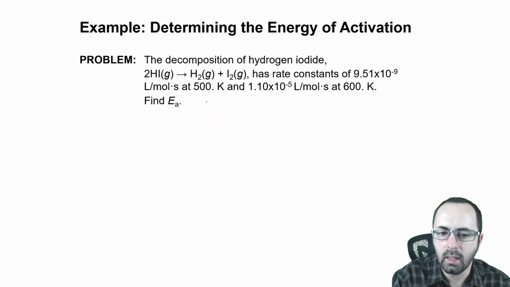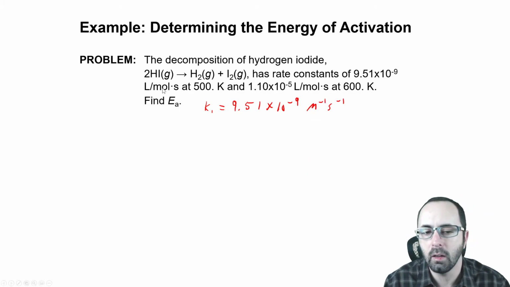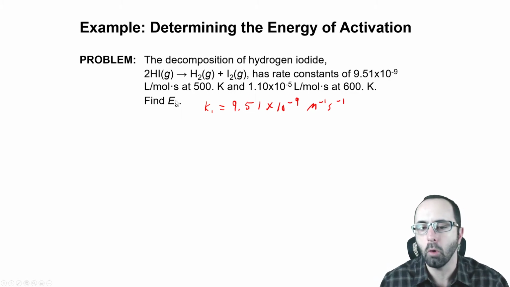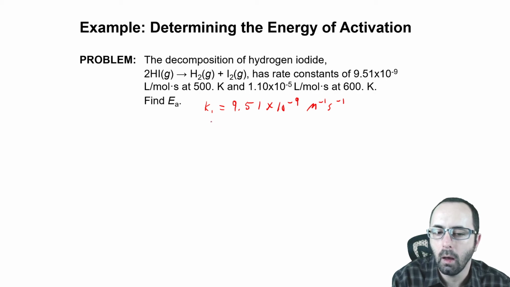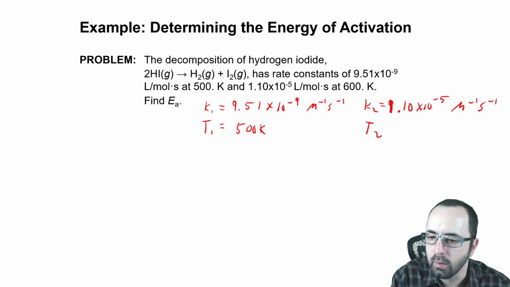We're going to call K1, and it doesn't matter which one you call 1 or 2, just be consistent, 9.51 times 10 to the minus 9. And I'm going to write the units the way I like this. I'm going to say molar minus 1, second minus 1, because liters per mole is the flip of molar, the flip of moles per liter, so molar minus 1. And T1, the K at this temperature is 500 Kelvin. And then K2 is going to be 1.10 times 10 to the minus 5, molar minus 1, second minus 1, and T2 is going to be 600 Kelvin.